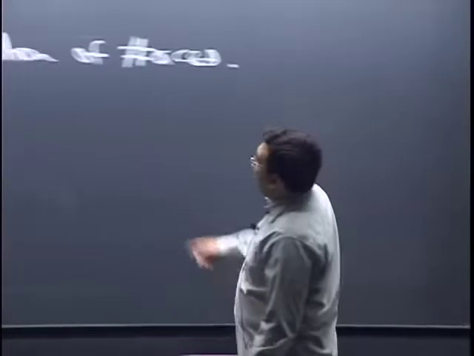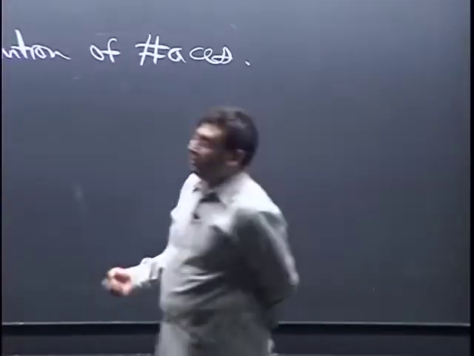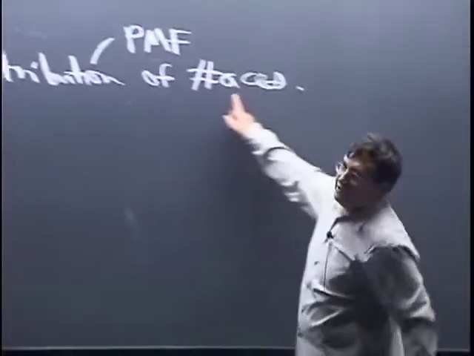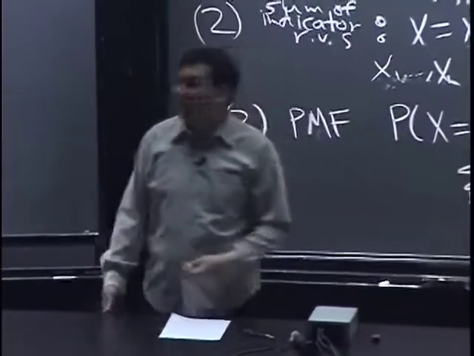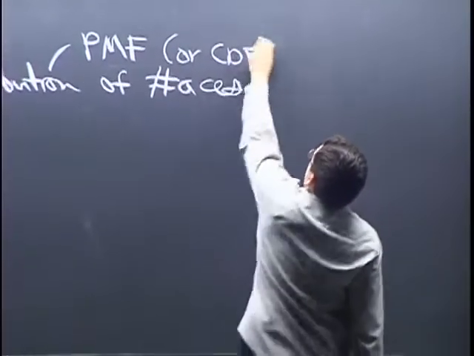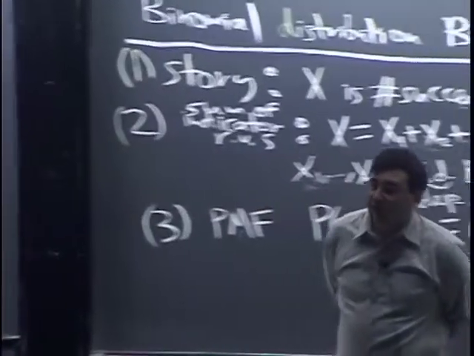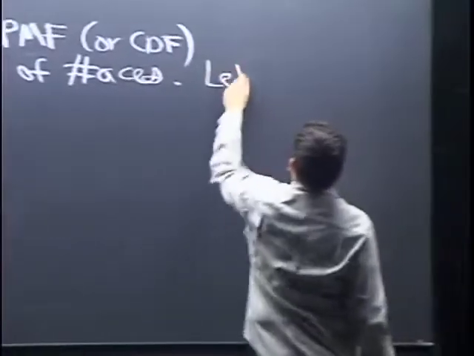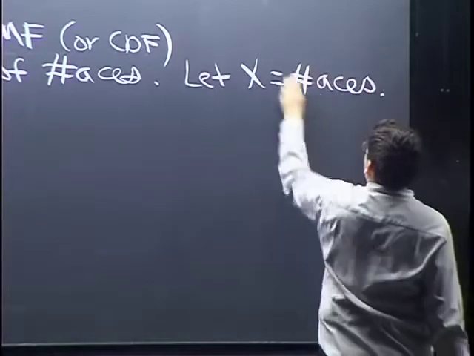And as I said before, when we say find the distribution, we could find the CDF, but it's going to be easier to work with the PMF. This is certainly discrete, because the number of aces is either 0, 1, 2, 3, or 4. So this is a discrete problem, so it's going to be easier to find the PMF. I'll say PMF or CDF, because finding the CDF would be equally valid, it would just be more complicated, so let's just do the PMF. Okay? So how do we do that? Let's let X equal the number of aces.